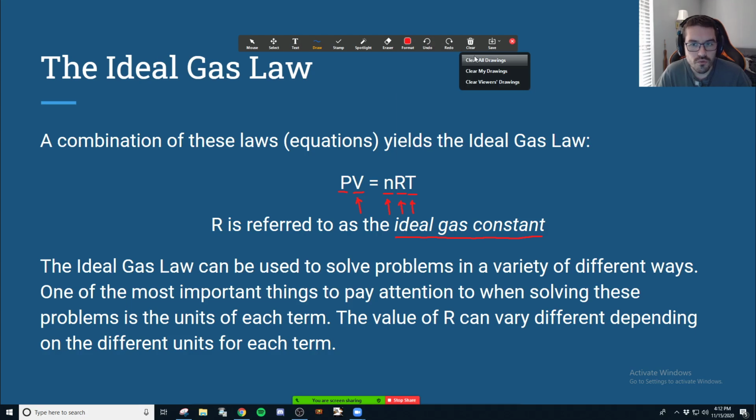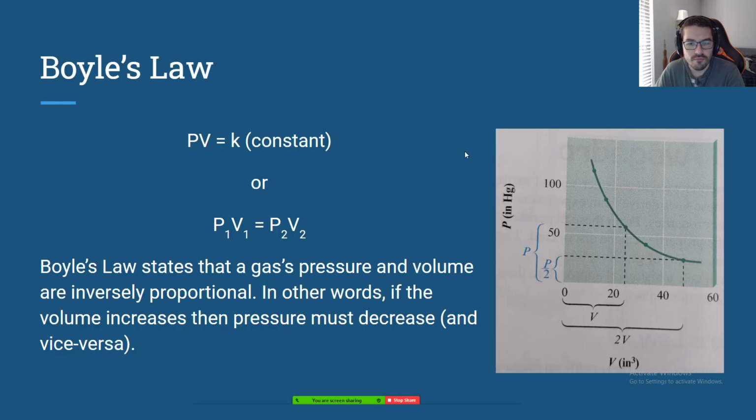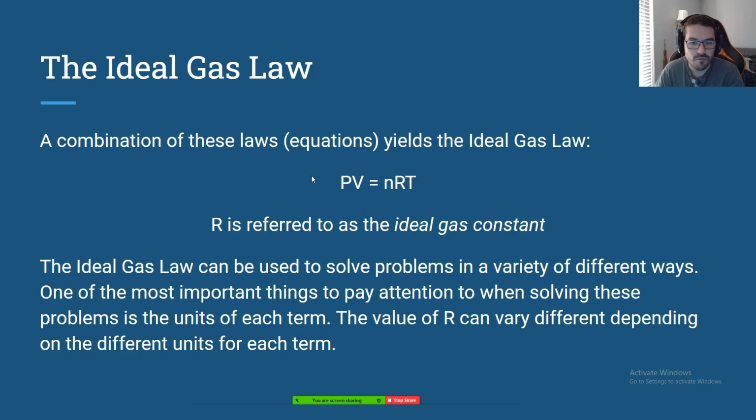You can also use it similarly to how you would use this equation, where you have 2 states, 2 different conditions. You can also use the ideal gas law to predict, if I'm taking my gas from one set of conditions to another, what would the new conditions be? You can use it that way as well.